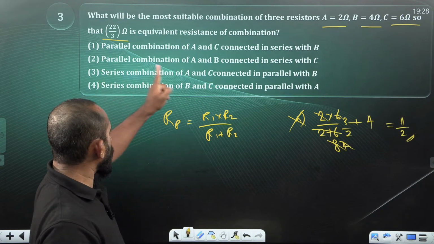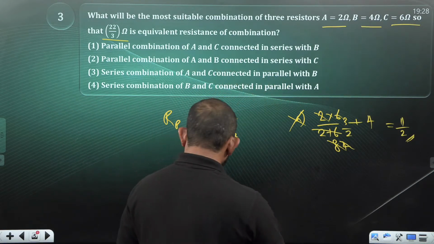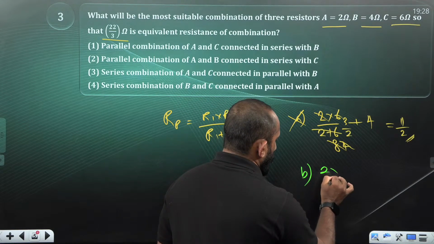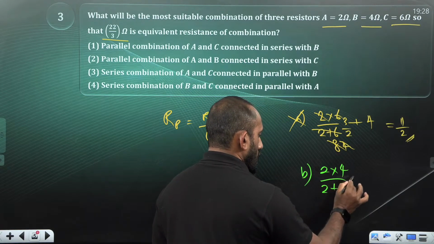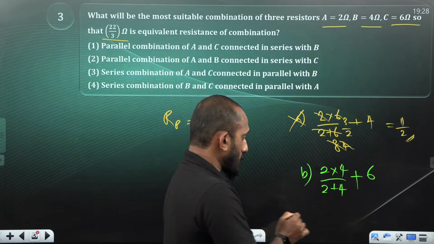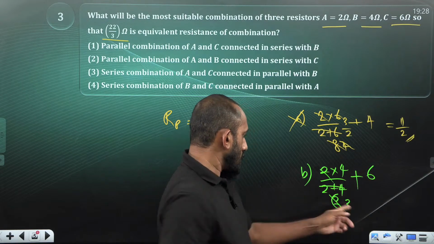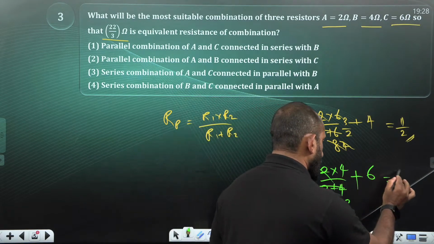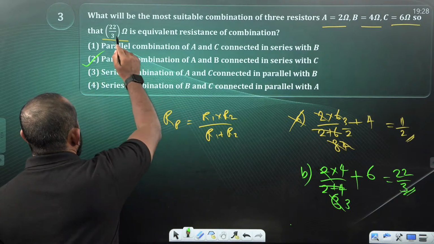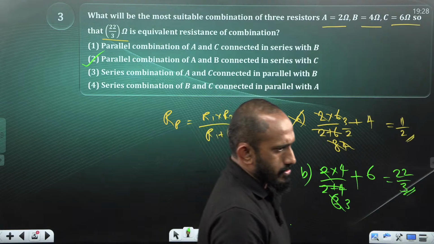Then check B, parallel combination of A and B connected in series with C. A and B is there, so for option B it will be 2 into 4 by 2 plus 4, plus in series with C, 6 ohm. So 2 into 4 by 2 plus 4, 2 plus 4 is 6, cancels, 4 by 3, plus 6. 3 into 6, 18 plus 4, 22, 22 by 3. Yeah, so option B is the correct answer. We need 22 by 3 as the resultant. Yes, direct substitution only, B is the correct answer.